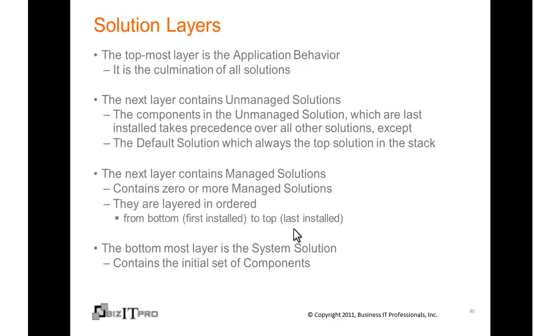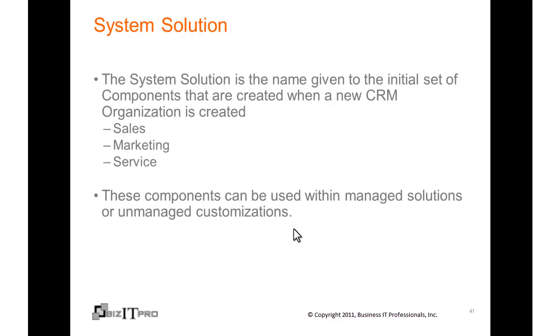And the bottommost layer is the system solution, which contains the initial set of CRM components distributed as part of CRM 2011. The system solution is the name given to that initial set of components that were created when a new organization was created, including all the components of sales, marketing, and service, as well as administrative functions of CRM. These components can be used within managed solutions or unmanaged customizations.